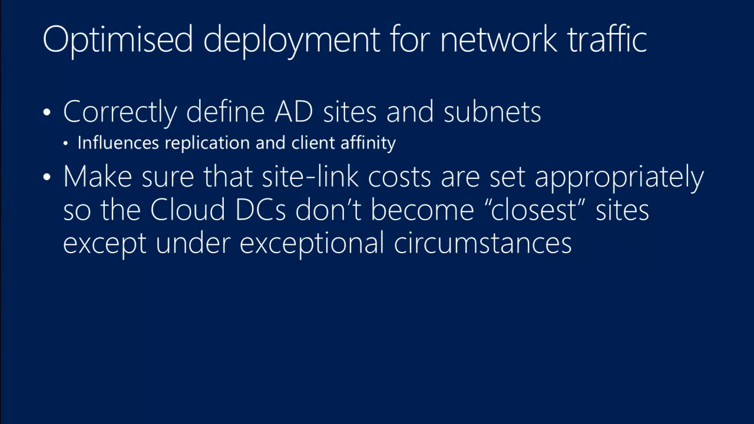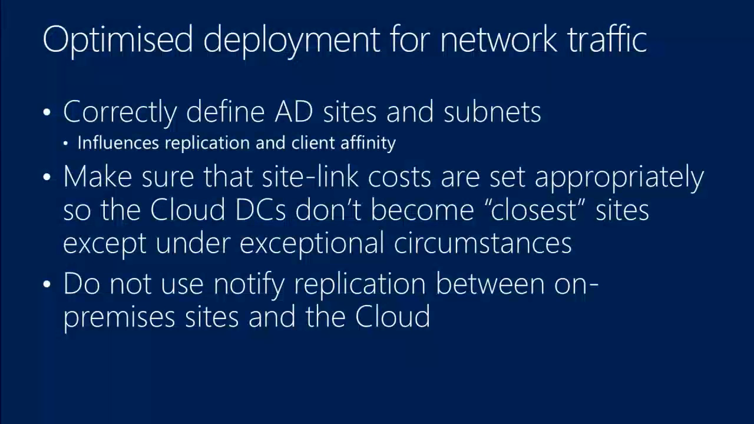And make sure your site link costs are appropriately set, because what you don't want suddenly is the cloud shadowing an on-premises site. So if you have a failure down on-premises, make sure it goes somewhere else on-premises rather than up to the cloud. And do not use notify replication between on-premises and the cloud. Make sure it's a scheduled replication, because I know an awful lot of companies now actually do notification across site links, because site links are such high bandwidth these days.